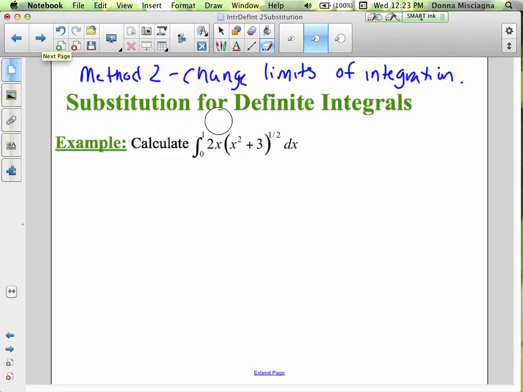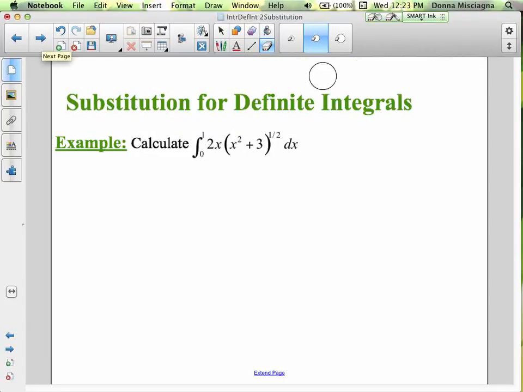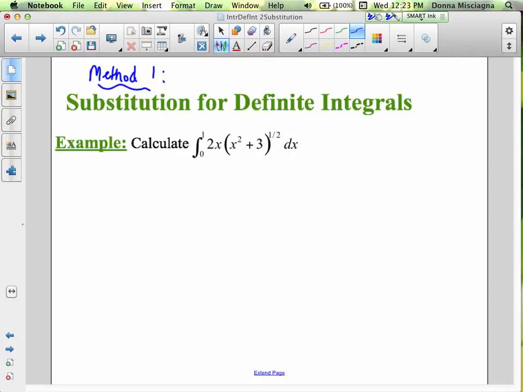Okay, so now we're not leaving it as u. We're going to do method 1, and we're going to substitute back. And we should get the same answer. If not, we've made an error somewhere. All right, so u is still going to be x squared plus 3. du dx is going to be 2x, and then we move the dx over. So du is 2x dx. So everything else is the same.